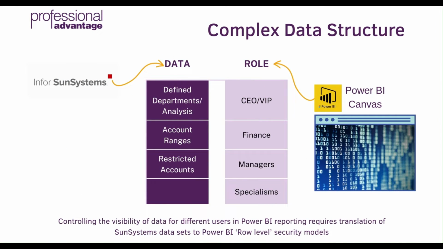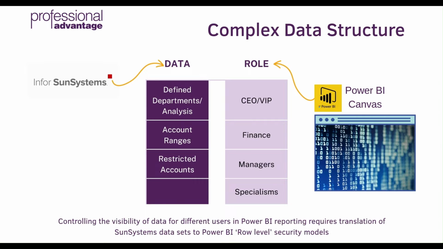So continuing with the topic of complex data structures, obviously departments, T-codes, and all of the analysis structures are dynamic within SunSystems. So these can be changed on the fly within SunSystems and can be different for each business unit that you may have. So what we've created is the option to control and update that dynamically too. We do this using Power BI System Setup and via the Web Administration Console, which we've provided.